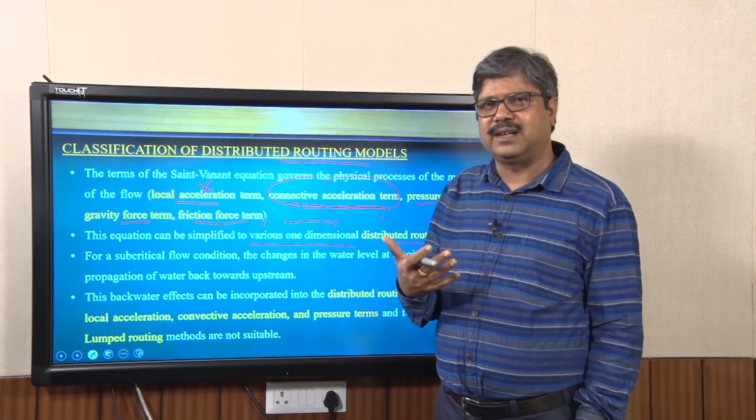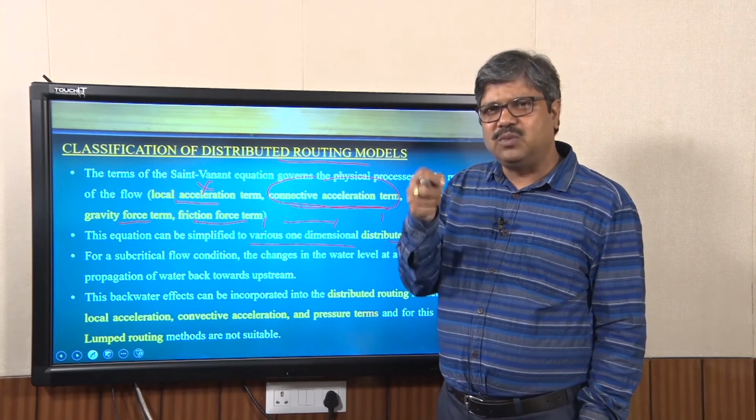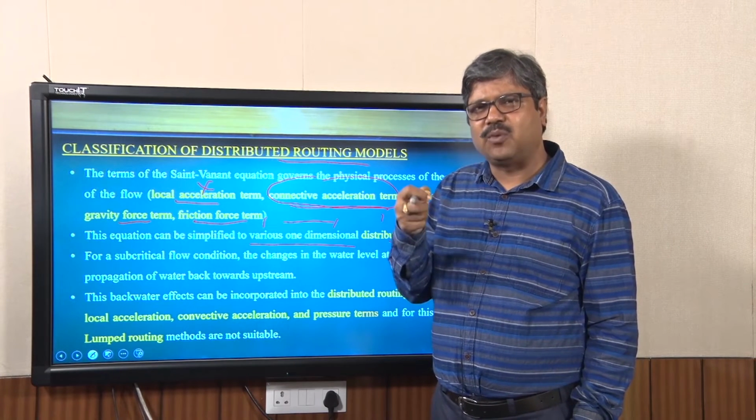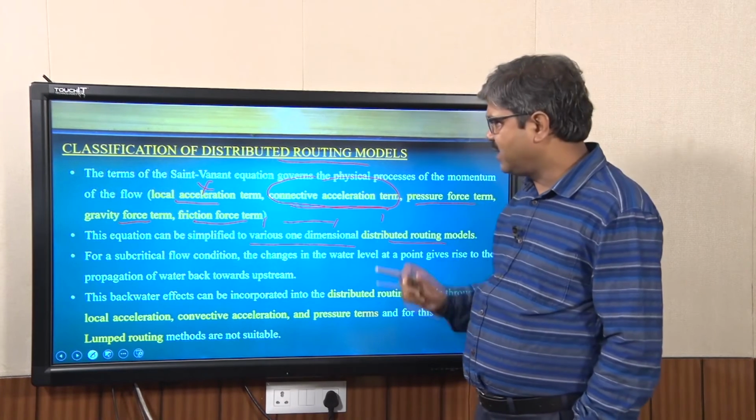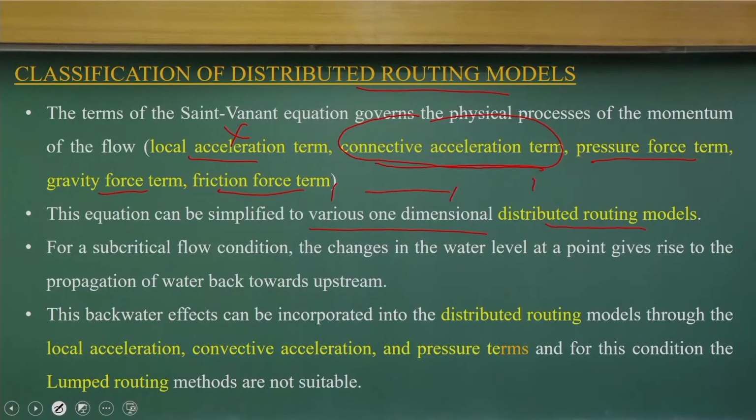In that condition, if you create any disturbance, it propagates both upstream and downstream. That is what is called the backwater effect. So in the case of subcritical flow, we will have backwater effects.